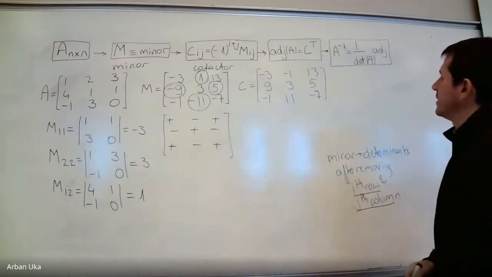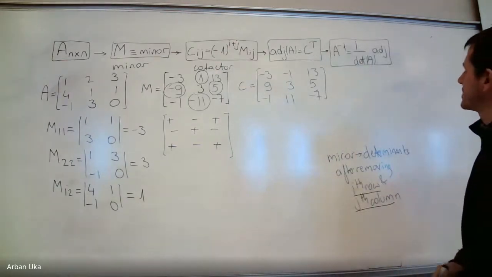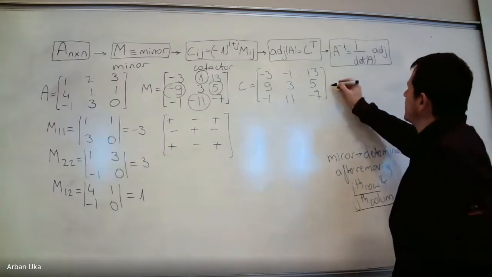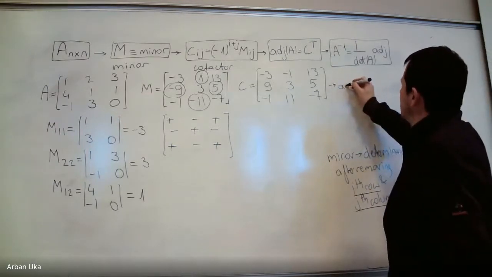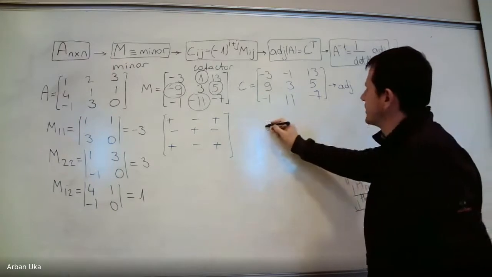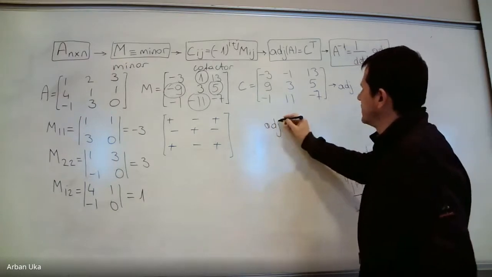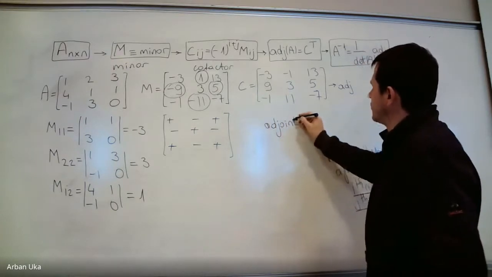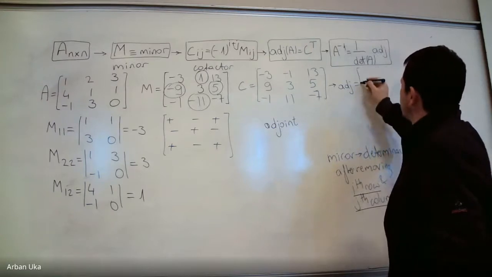Okay, so we found the cofactor matrix. The next step is to find the adjoint. Adjoint, which we spell like this. Yes. Minus 5.